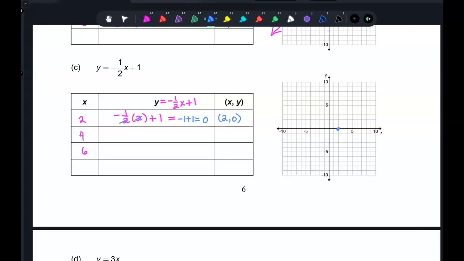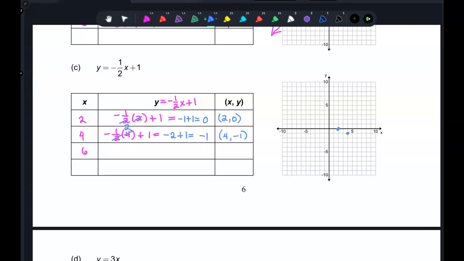Okay, now I have a negative 1/2 times 4 plus 1. Wait a minute. Negative 2 plus 1 would be negative 1. Don't forget the negative though, Jonah. Oh, 2 goes into 4 2 times, so that would be a negative 2 plus 1. That's what I just said. Negative 1. So it's going to be 4, negative 1. So I'm going to go over.